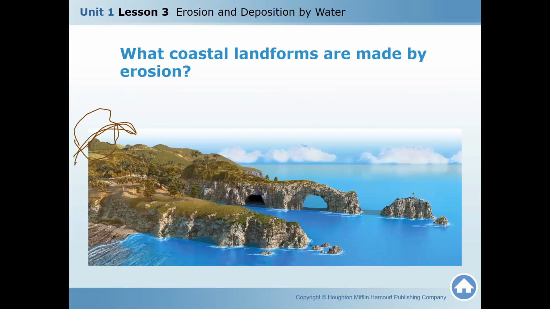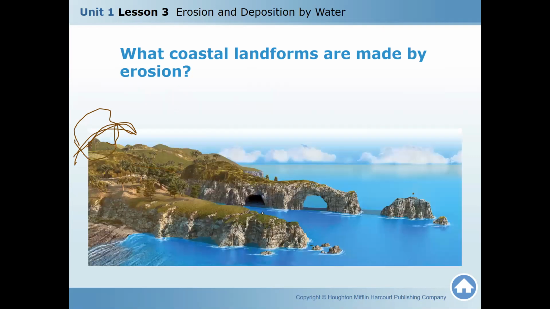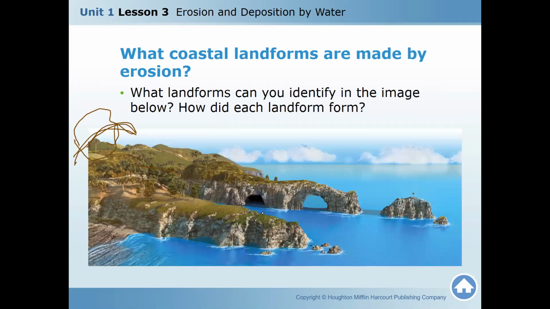Now, when I say sea arch, you can clearly see this arch here. This is the sea arch. And this inside is the sea cave. This all has happened because of water erosion. I have shown you a sea arch, and a sea cave. What landforms can you identify below? We can identify sea cave, we can identify sea cliff, and we can identify sea arch.